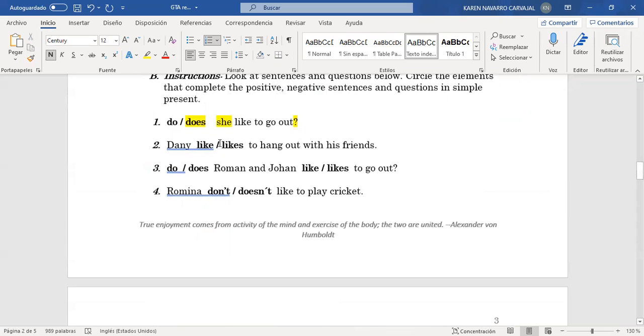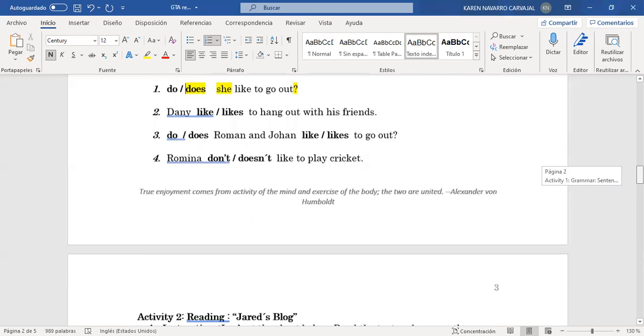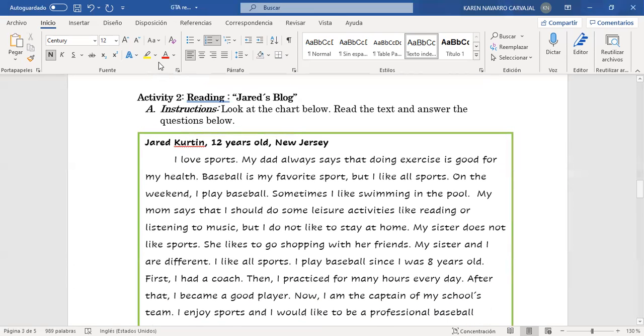And it is the same for the other 4 sentences and questions that we have here. Now, for activity number 2, we have a reading, Jared's blog. She will read what Jared has to say.